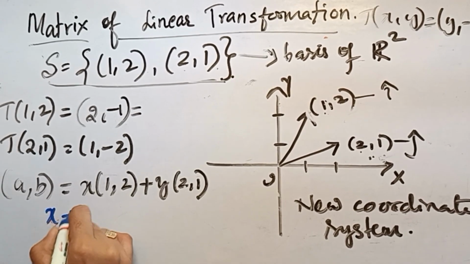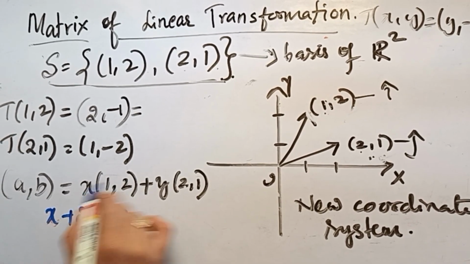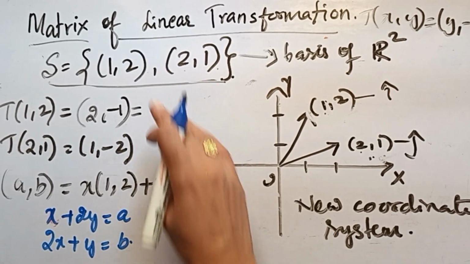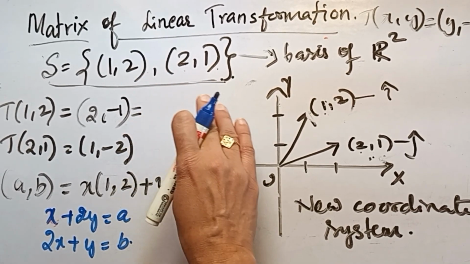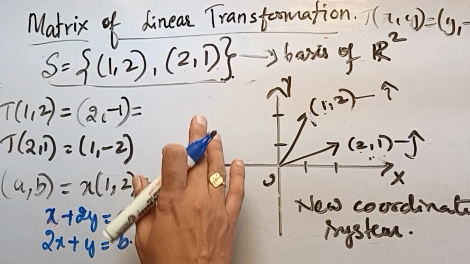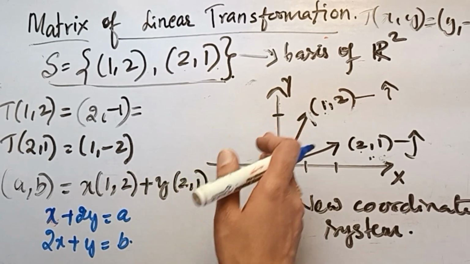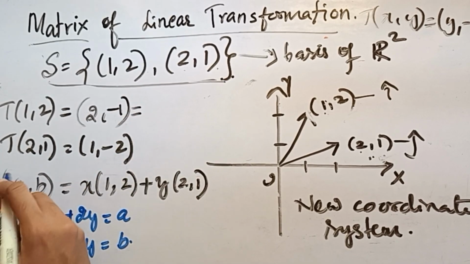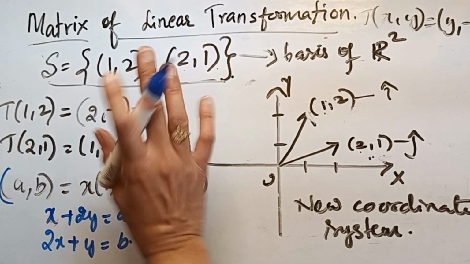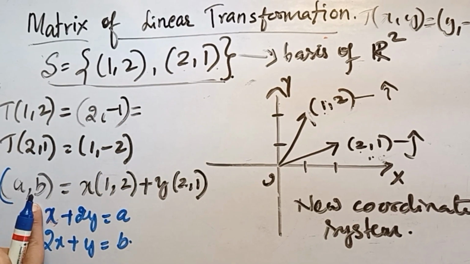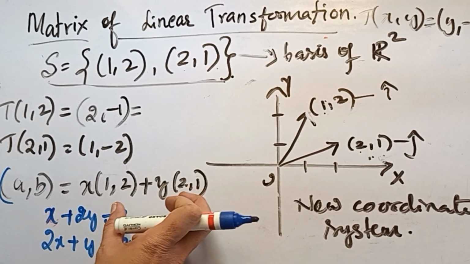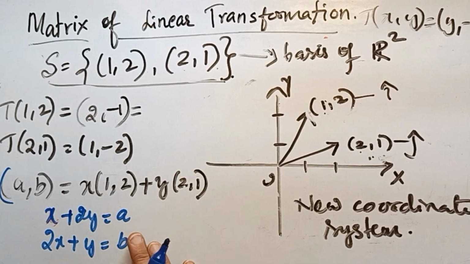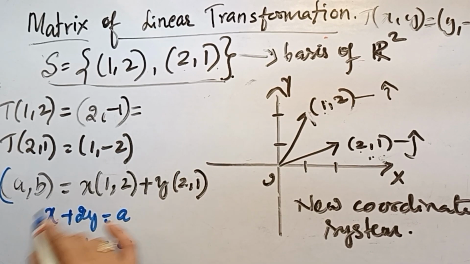You'll get x plus 2y equal to a, and 2x plus y equal to b. You can do it individually, for example x into (1, 2) plus y into (2, 1), then p into (1, 2) plus q into (2, 1), getting the constants in every case. But you find it for a general vector. That will help you to write for all other vectors. So for any vector (a, b) written as a linear combination of (1, 2) and (2, 1), how does it look in the new system? Let us find out. So let us solve this.